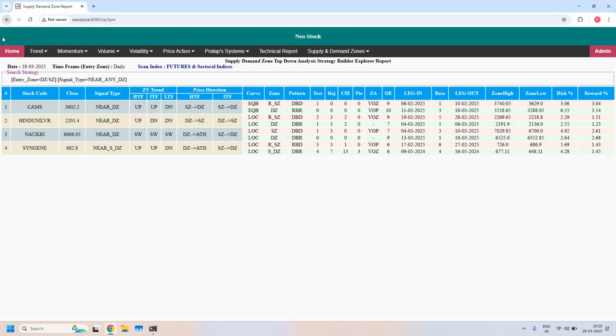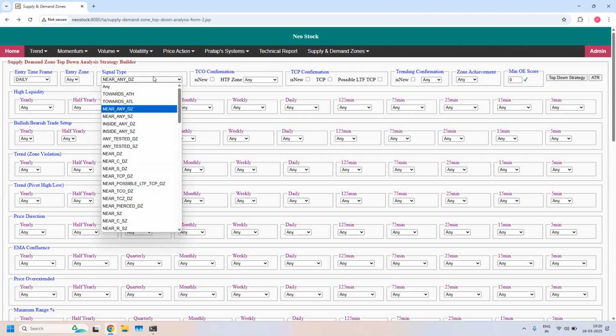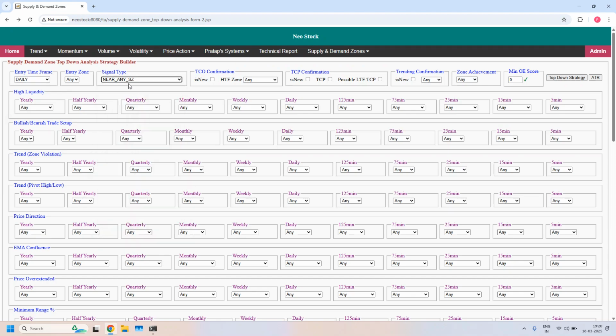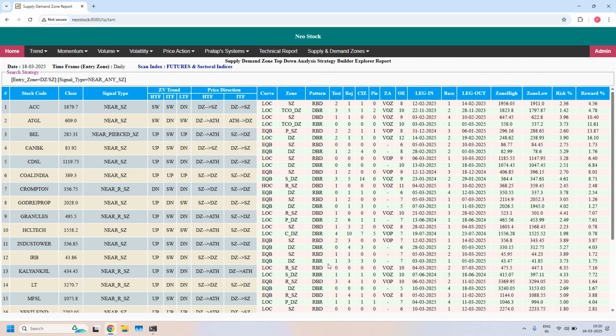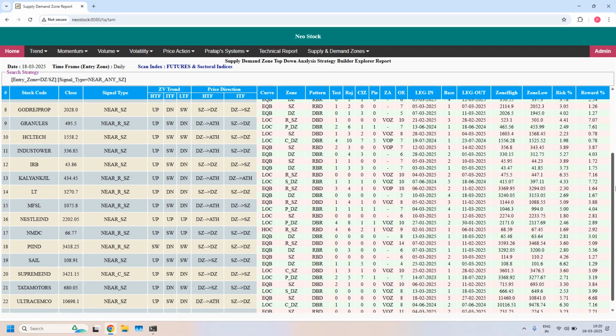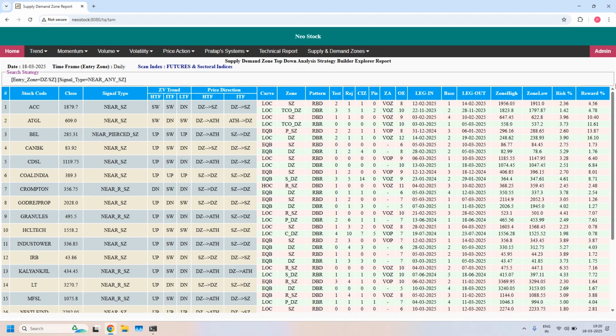Okay, next. For daily time frame, let us find the stocks near daily supply zone. We got 23 stocks. It's a big list. Let us identify daily high liquidity supply zones from this list. Crompton is having a daily high liquidity supply zone. Granules is having a daily high liquidity supply zone.